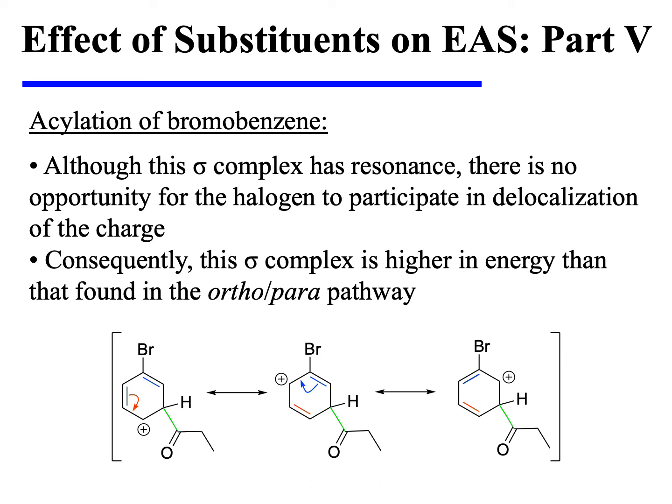When we looked at the ortho-para pathway, we saw that there were 4 resonance structures contributing to the resonance hybrid for its sigma complex. This shows why the meta-sigma complex is higher in energy than that found in the ortho-para pathway.